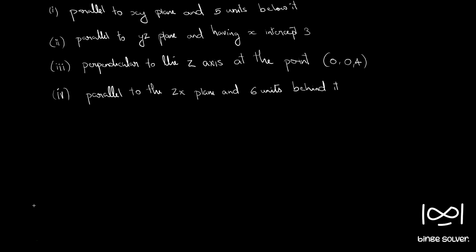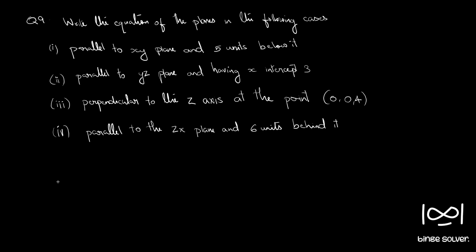If you have gone through the concepts of the plane that I have discussed in the earlier video, this is quite simple and straightforward. So I will explain anyway. If you haven't referred to that video, please refer to that old video where I discuss these concepts. Anyway, parallel to the xy plane and 5 units below it. So the equation of any plane parallel to the xy plane will be of the form z is equal to a. Let me show you why.